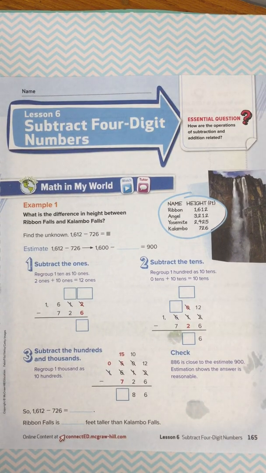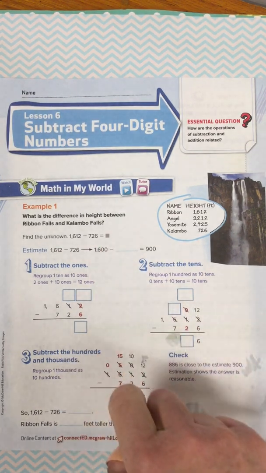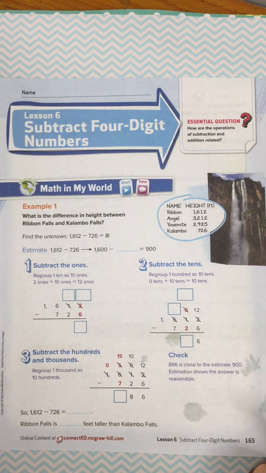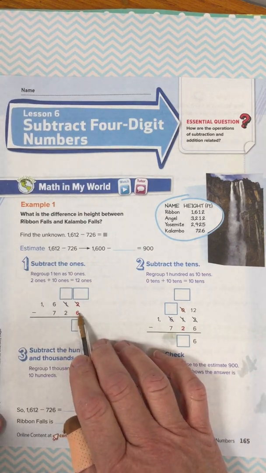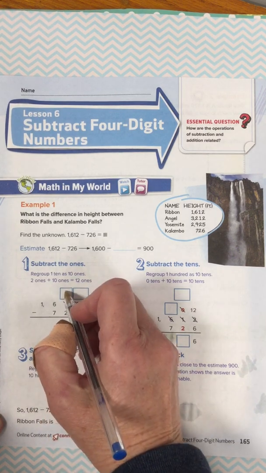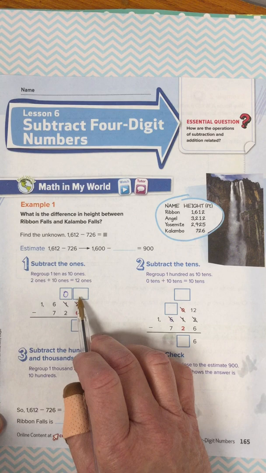So, what is the difference in height between Ribbon Falls and Calabando Falls? Find the unknown. Remember, the symbol of the unknown is that shaded box. So, it's going to do it step by step, just how I've been showing and teaching you on our Google Meets. I can't take 6 from 2, so I borrow. So that 1 now becomes a 0. Okay? And let's do the math right here.